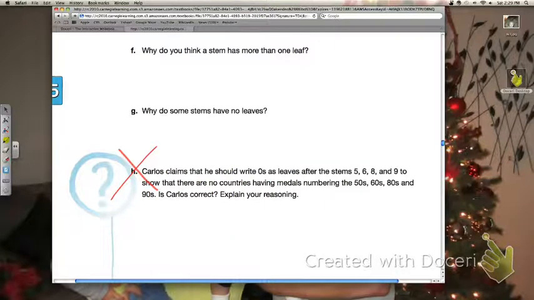Go ahead and take a look at letter F and letter G at the top of page 1028 to answer those questions with your group members.